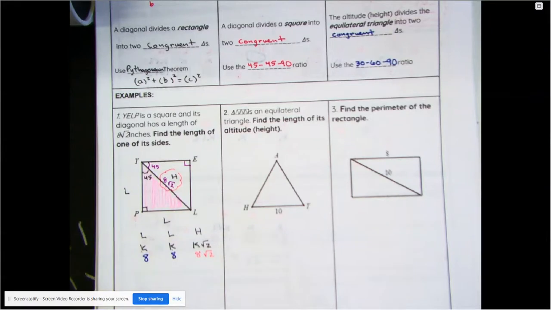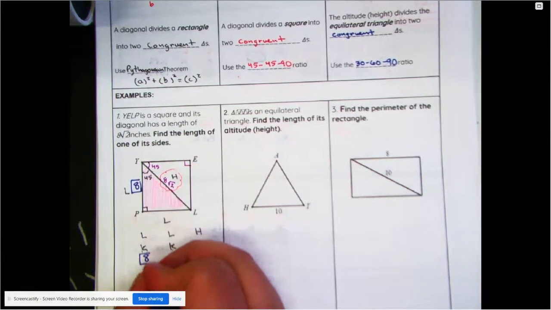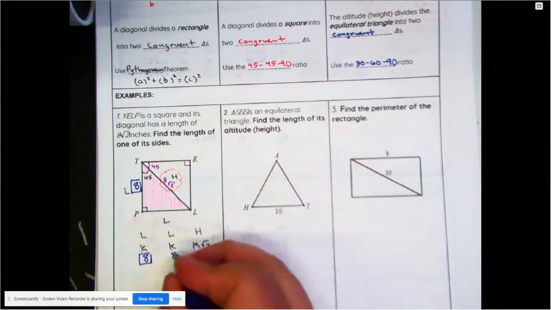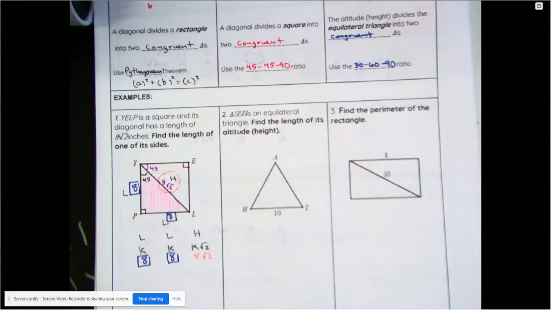And just like that, they said, find the length of one of the sides. We have right there. It was an 8. Now I could write it for all of them, but they only wanted one of them. You could write it in here too if you want. But that's what they were asking. Again, that's why when you see a square, a 45, 45 becomes available.